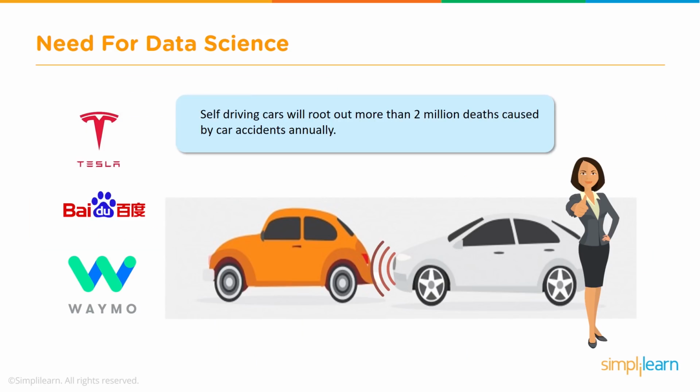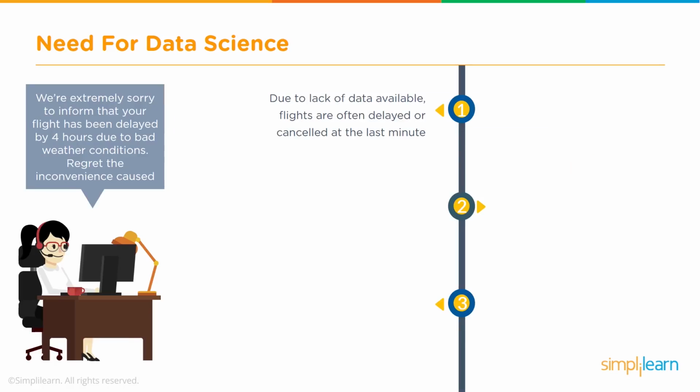And there is a study that says that self driving cars will minimize accidents, and in fact, it will root out more than 2 million deaths caused by car accidents annually. Self driving cars, right now, there's a lot of research and there is a lot of testing going on, and not a lot of cars are yet in production in terms of usage, but it's going to happen. Every automotive company worth its name is investing in self driving cars. So, in about 10 to 15 years, some of the studies say that most of the cars will be autonomous or self driving cars.